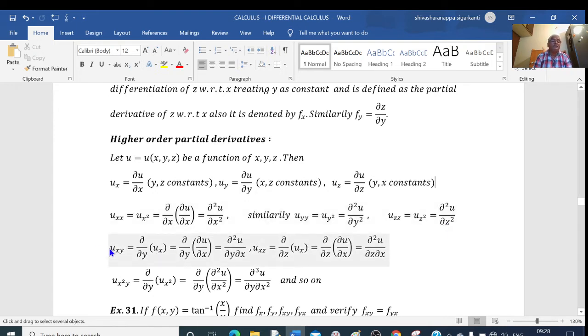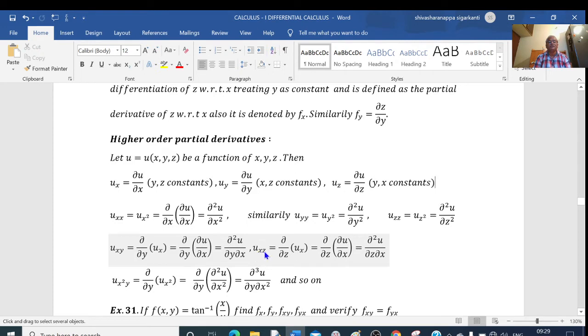Now here I am writing this uxy. So these two are different here. The meaning of this is differentiate ux with respect to y partially. Okay, first we have to differentiate u with respect to x partially, then we have to differentiate with respect to y partially. This is nothing but dou by dou y of ux, that is dou by dou y of dou u by dou x, and this can be written as dou square u by dou y dou x. So that is uxy is nothing but dou square u by dou y dou x.